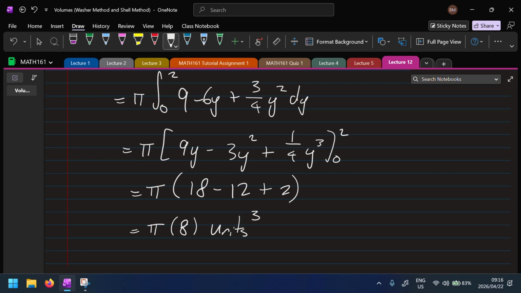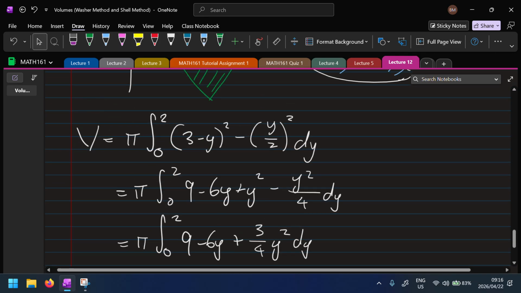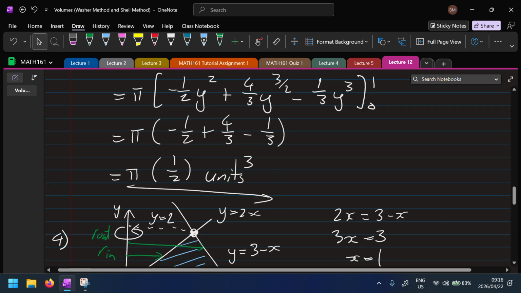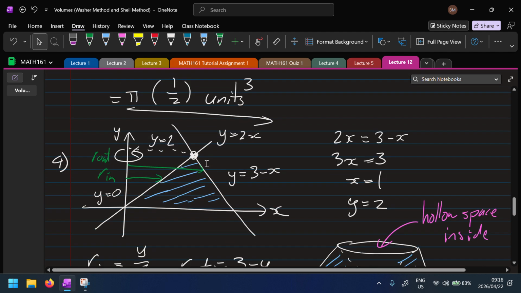Okay, so just to summarize the washer method, remember you're doing a slice across. It's going to be an outer circle with an outer radius, an inner circle with the inner radius, and you're just subtracting the two. So outer volume over here, okay, this outer volume with the outer radius minus the inner volume with the inner radius. Okay, very easy to remember.